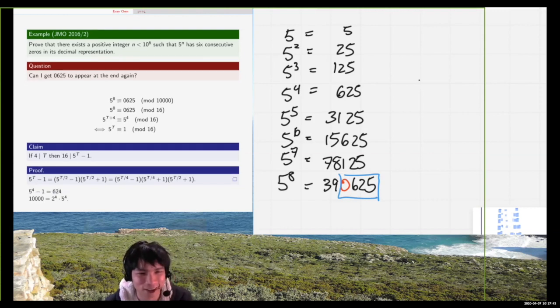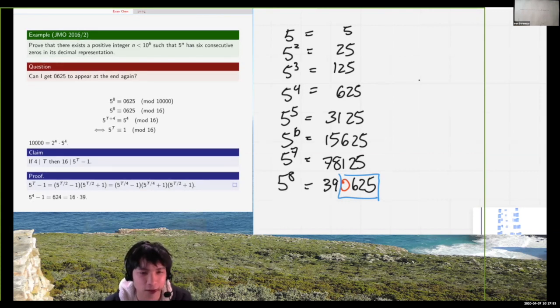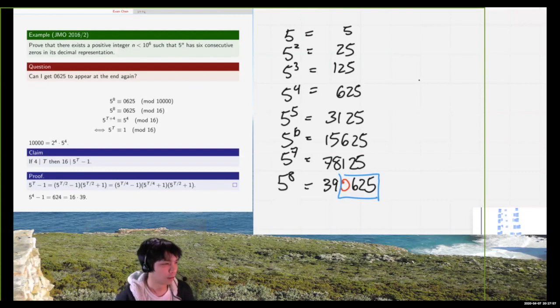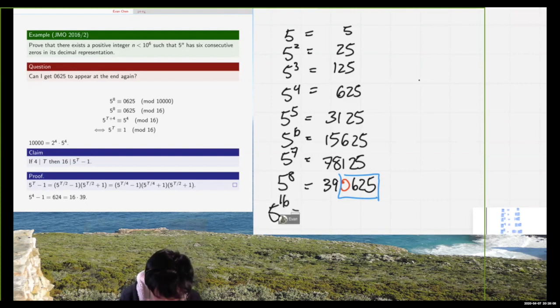So 624 is indeed divisible by... Oh, did I mess up? Do I not have enough factors? So every 4 you will have 0, 6, 2, 5, right? 5 to the 4 is 625. Yeah, that should be fine. So what that means is, if I was going to calculate this, the next few things, 5 to the 16 will be something, and I'm probably not fast enough to get it all in one go, but you'll find that it always ends in 0, 6, 2, 5.